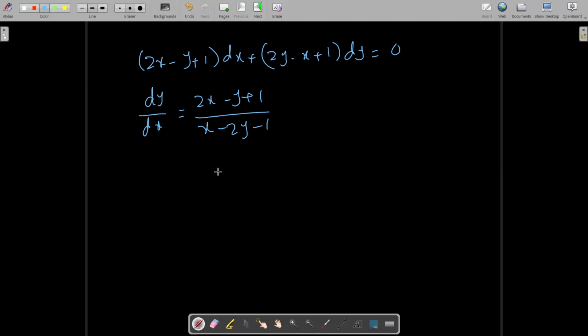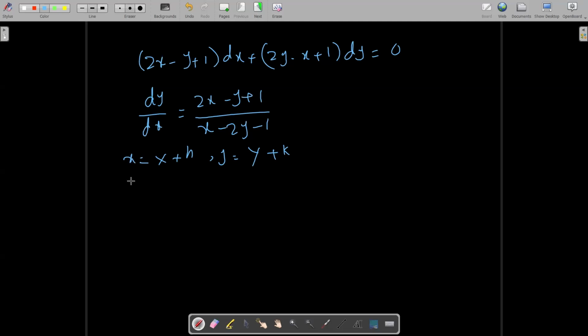Now, what's the first step? Basically, you have to follow a couple of steps to solve this problem. First step, you have to replace small x with capital X plus h. This is a substitution. And small y is equal to capital Y plus k. Plug in these substitutions in the given differential equation.